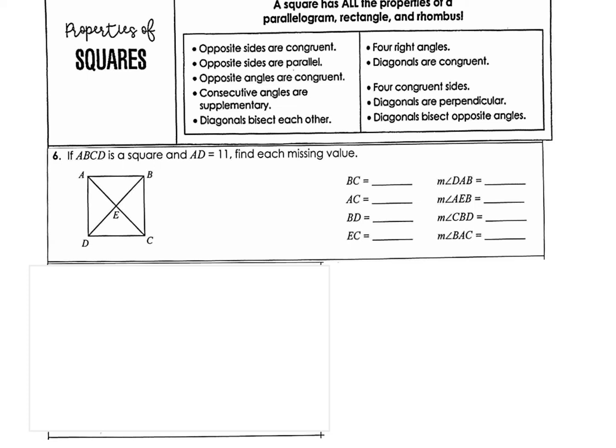If ABCD is a square and AD is 11, find each missing value. So, of course, I'm going to label what they gave me first. BC, that's one of the sides. I know it's that. All right.